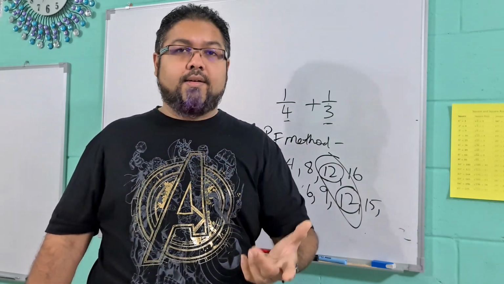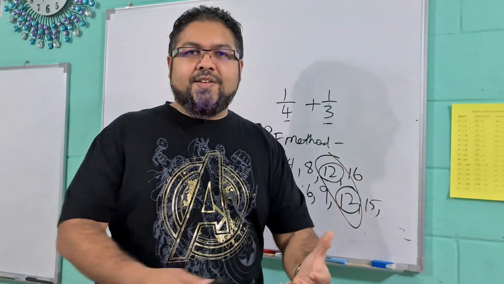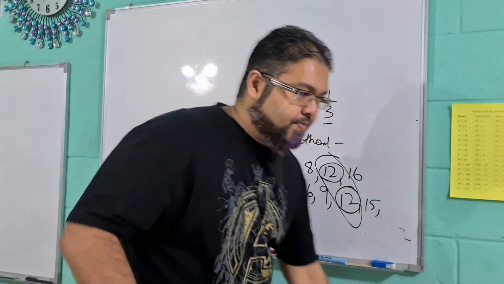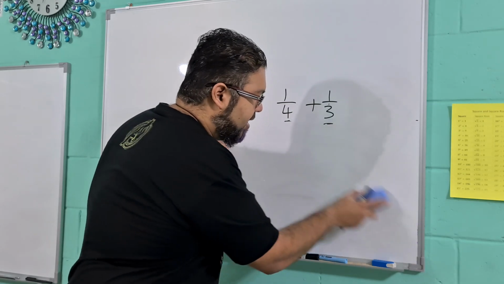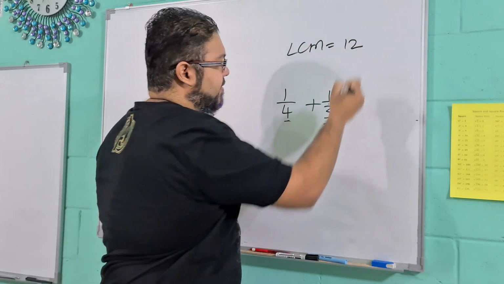Now there are other common multiples, but we would have to be going on, and we don't have enough blackboard space or whiteboard space for those things, right? So we have 12. That is the prime factorization method. So we got the LCM equals 12.